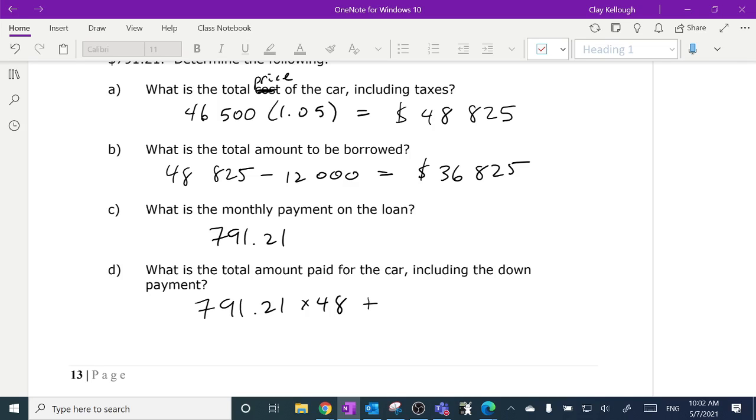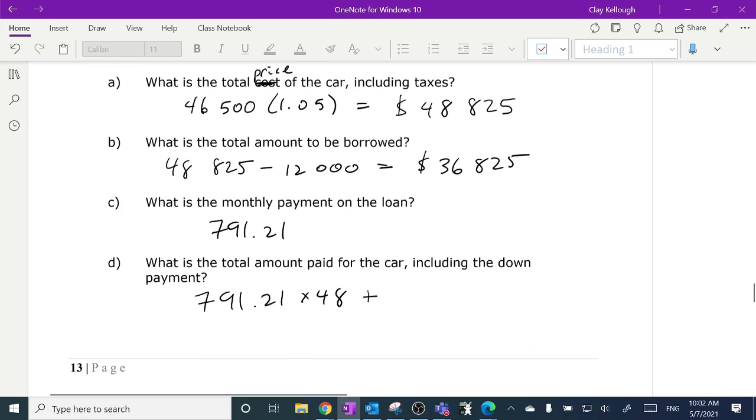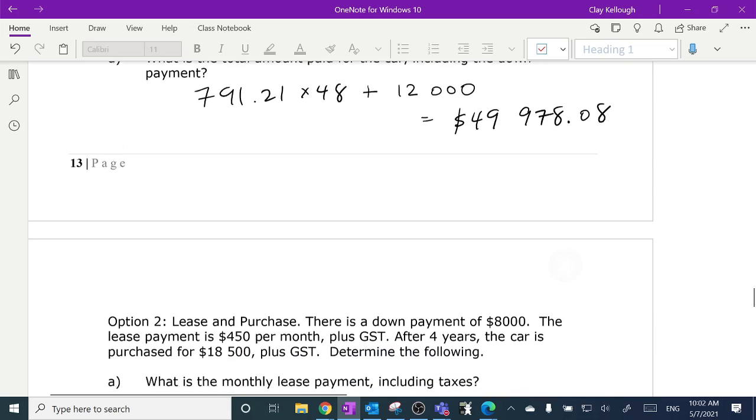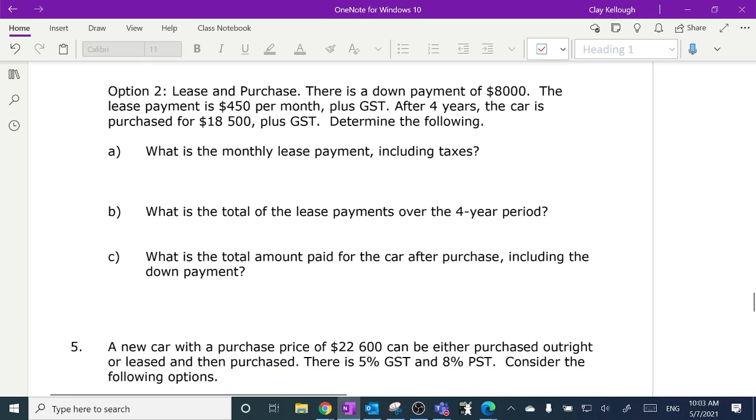Plus, I paid, how much was the down payment again? $12,000 as a down payment. So $791.21 every month for 48 months, plus the $12,000 that I put down as a down payment, is $49,978.08 to buy this car. All right, so that's if I bought it after making a down payment or trading in my car that was worth $12,000 or whatever.